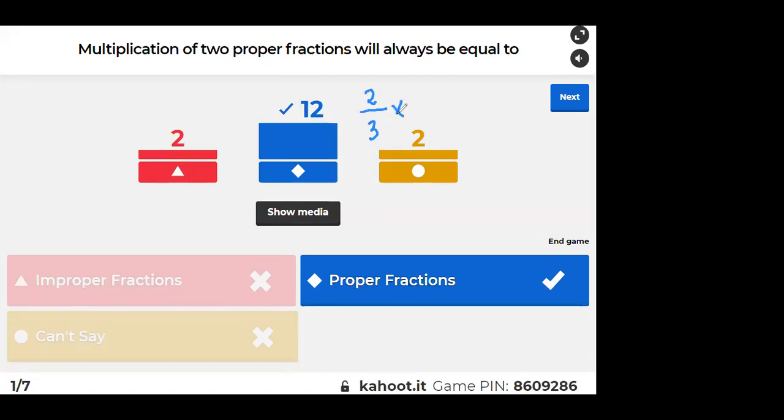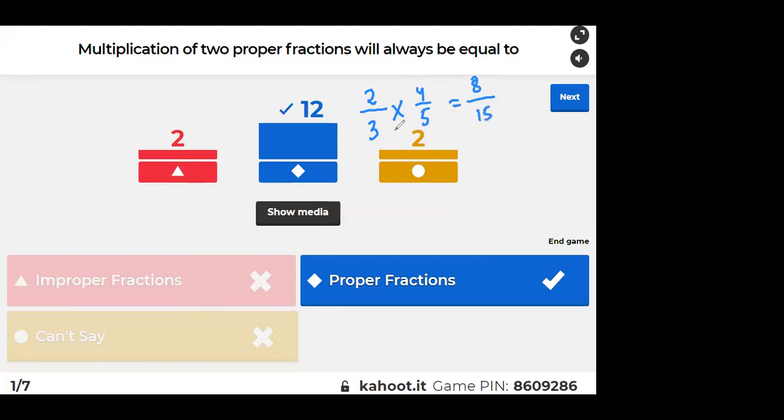Now tell me, if I'm multiplying this by 4 by 5, that is also a proper fraction. Whenever we multiply this, numerator is multiplied by numerator. We know this. So 2 is multiplied with 4, it will be 8. And denominator will be multiplied by denominator, it will be 15.